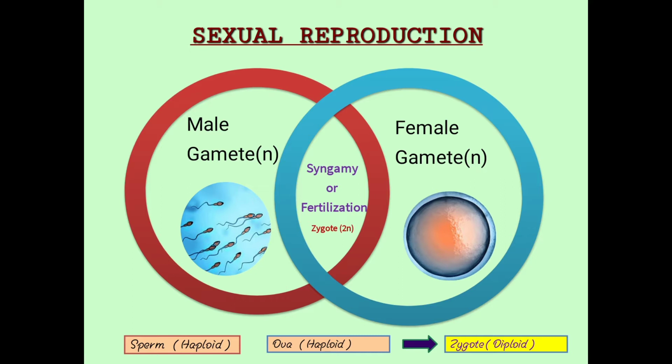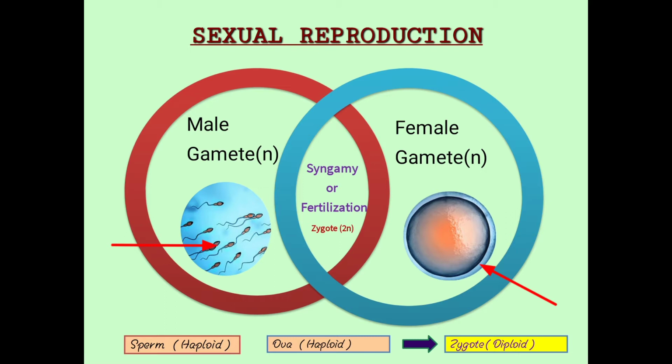So here the male gamete fuses with the female gamete. So both the gametes get fused together. It results in the formation of a zygote. It is a new individual, right? So here you can see the diagram. I have given the example. For the male gamete I have given sperm as an example. For the female gamete I have given the ovum or the egg.